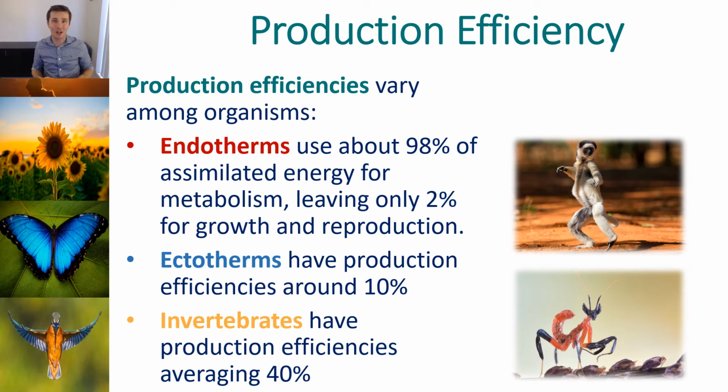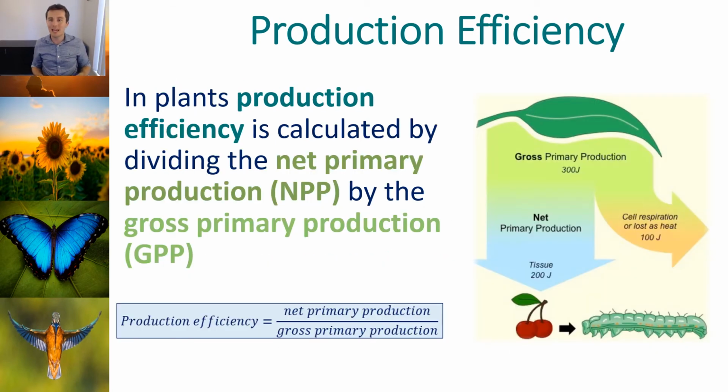And insects or invertebrates have really high production efficiencies, averaging around 40%. They're losing a lot less of that energy to cellular respiration. They do not have the metabolic demand that vertebrate endotherms and ectotherms actually have. So in plants, it is a bit different, okay? We have looked at some of these terms, but I'll just teach you about plants as well.